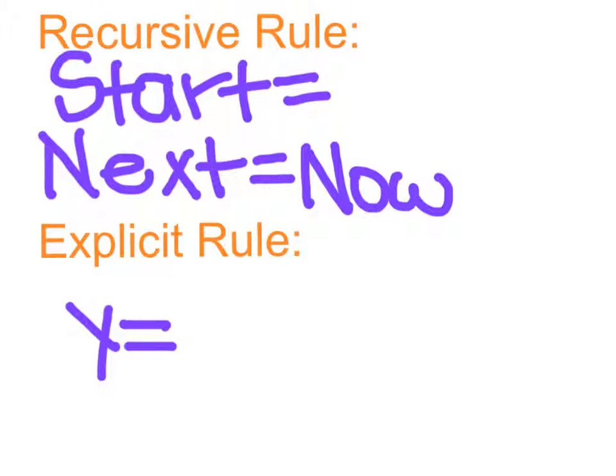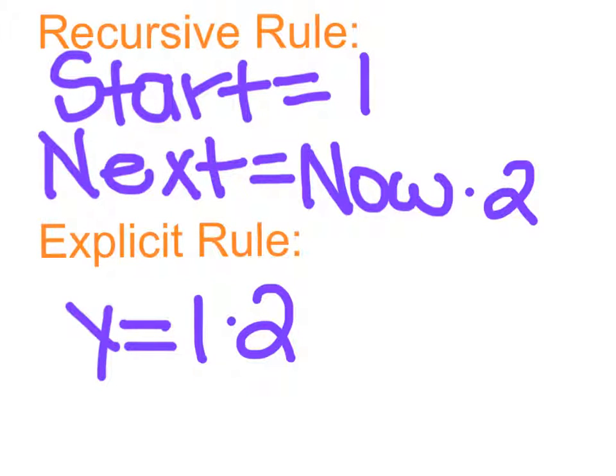Now we will write the recursive rule. So the start for this one is 1, because before you run any laps, you always have $1. Next equals now times 2, because each time the amount you have is doubled. For the explicit rule, it's going to be y equals 1 times 2 to the x power, because the 1 is your start and the 2 is your timesing rate.